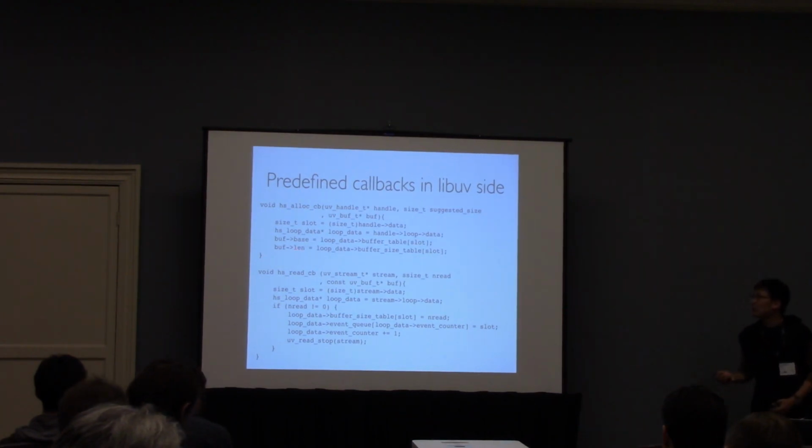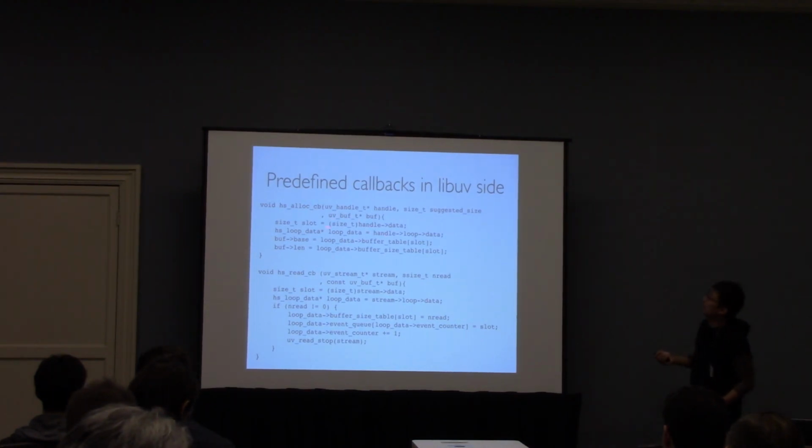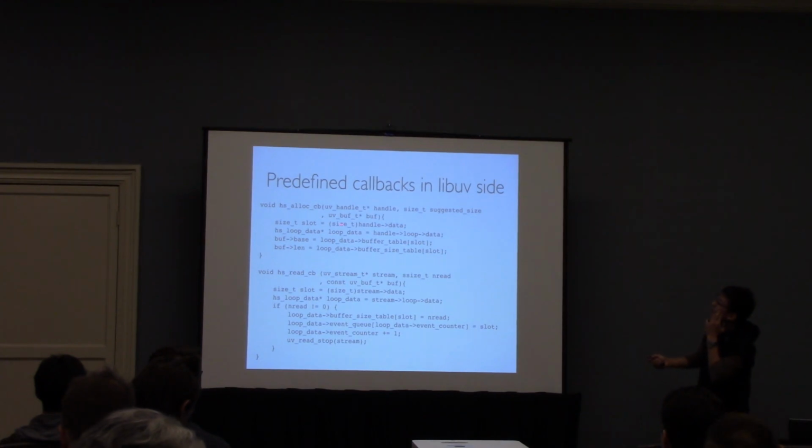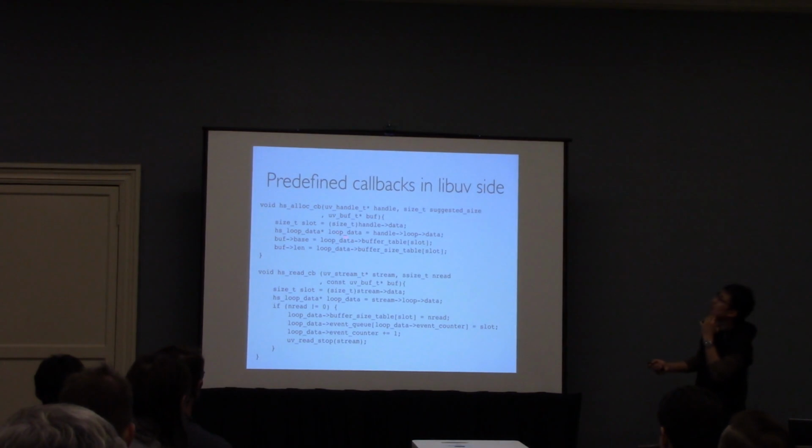It's not supplied by the user. It's predefined by the library, by me. So once libuv asks you to allocate memory, we can just get the slot number from the handle's context, and we just use that data to get the buffer from the loop's context.